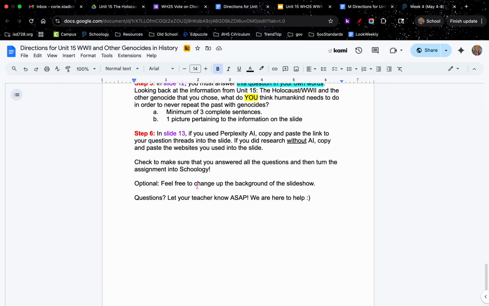Optional, you can feel free to change up the background of the slideshow or keep it as is. It doesn't matter to me. I know some of you like to get creative.